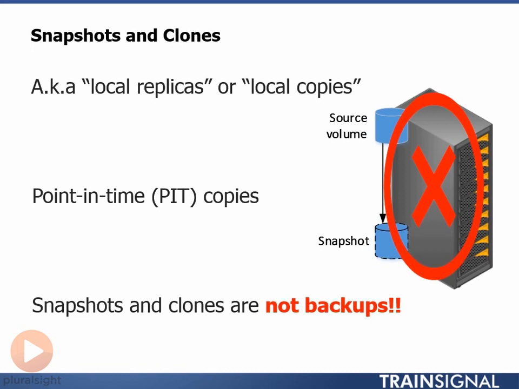Now, in saying that, snaps and clones are used extensively as part of a backup solution. It's just that on their own, they don't themselves constitute a backup solution. So just taking a snap or a clone of a volume, it's not a backup solution. Now then, snaps and clones are similar, but they do have some major differences too, and it's important to understand those differences. So let's take some time to talk in more detail about snapshots.